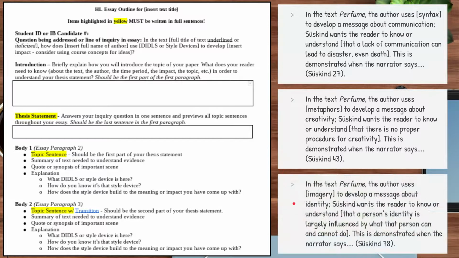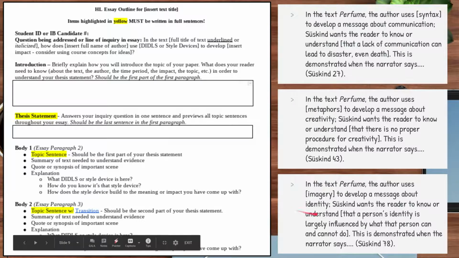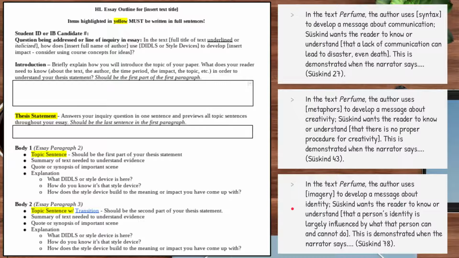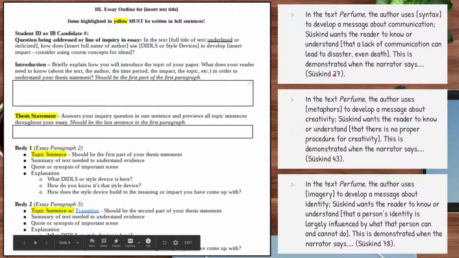And then the third bullet point that I've selected for my demo is: in the text Perfume, the author uses imagery to develop a message about identity. A third area: the author wants us to understand that a person's identity is largely influenced by what that person can and cannot do. Again, notice my three examples are in chronological order: page 27, page 43, and page 78.